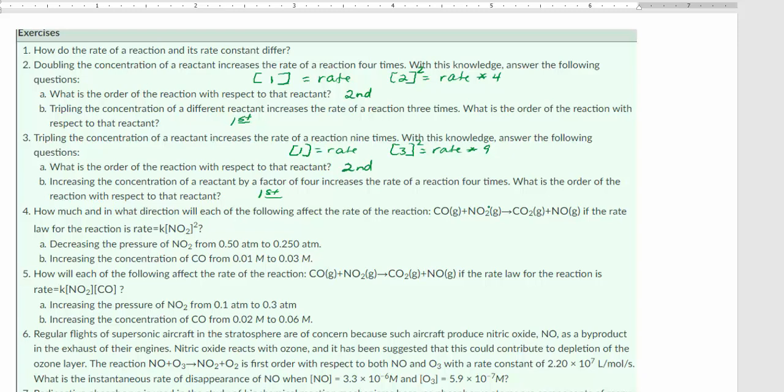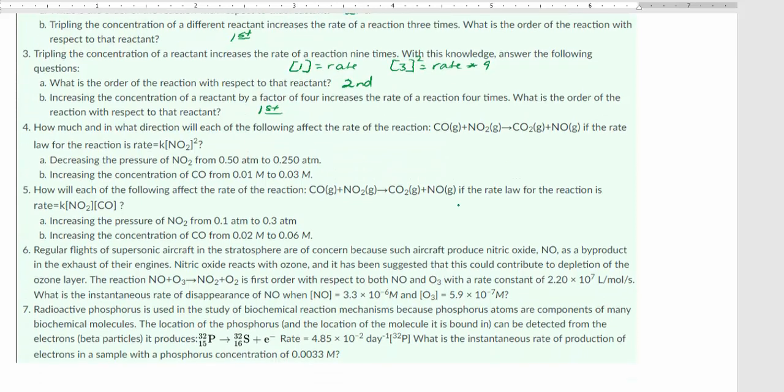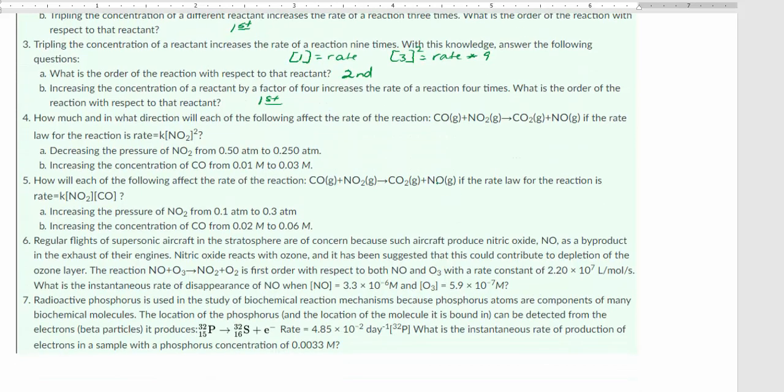Number 4, how much and in what direction will each affect the rate of the reaction? If the rate law is as follows, so we have the rate is K times the concentration of NO2 squared. So if we decrease the pressure from 0.5 to 0.25, then we're reducing it by half. So half squared, we're going to reduce the rate by 1/4. B, if we increase the concentration of CO, that does not affect the rate, so it will not affect the rate. The rate will be the same.